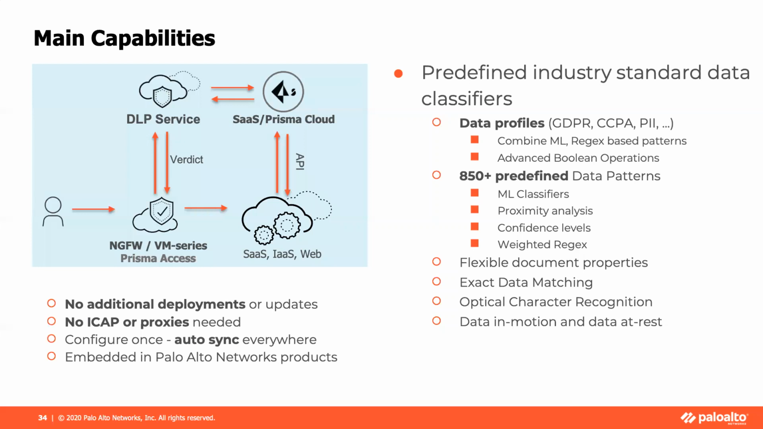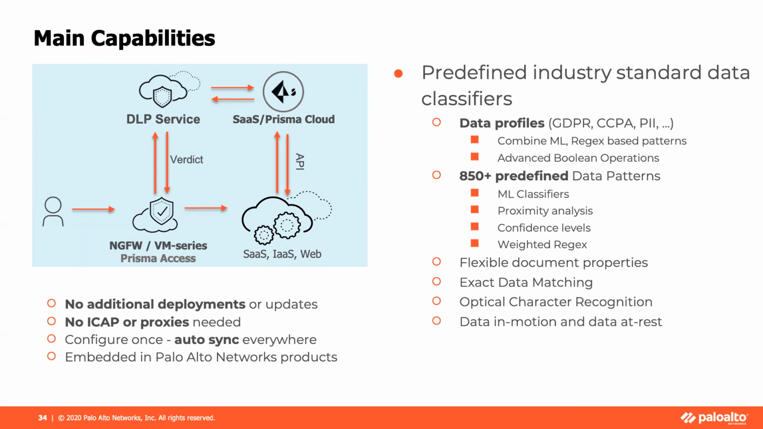The DLP service begins understanding this information, and uses predefined data classifiers to classify traffic using machine learning and regexes and pattern matches and all kinds of stuff like that. We have more than 850, and this is always expanding, different predefined data patterns to look for sensitive information. Everything from looking for credit card numbers, social security numbers, stuff like that, to more complex and regional type things also.